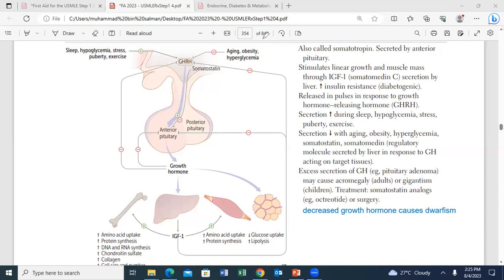It is diabetogenic. And as I told you, this is the naughty hormone of the pituitary gland, which means it is released in a pulsatile fashion. And it is only effective if it is released in a pulsatile fashion.